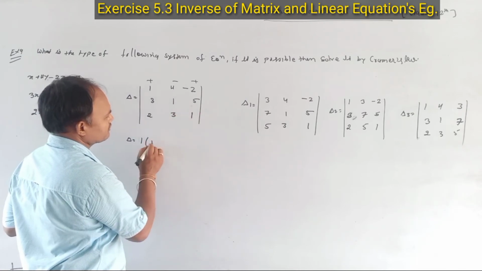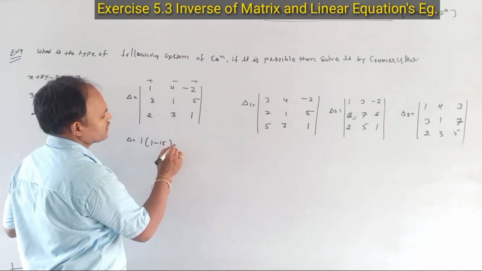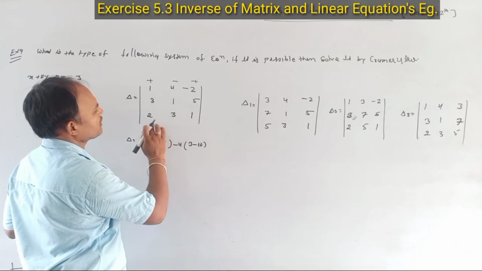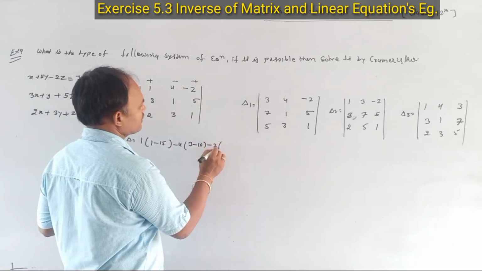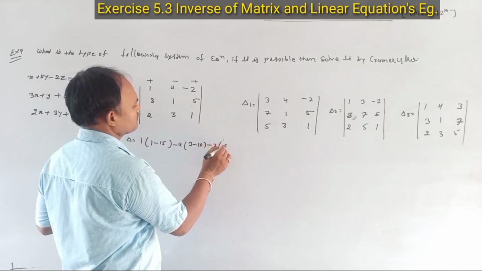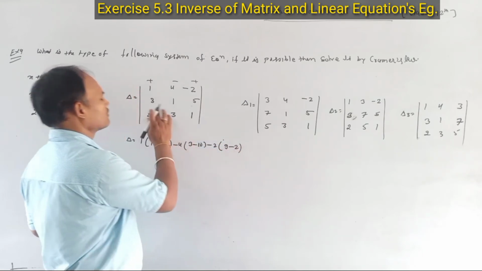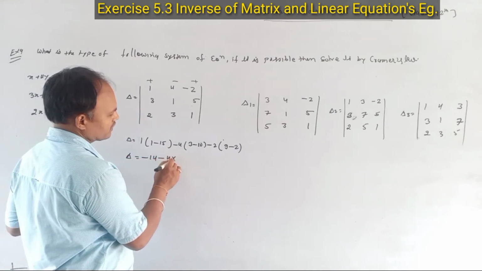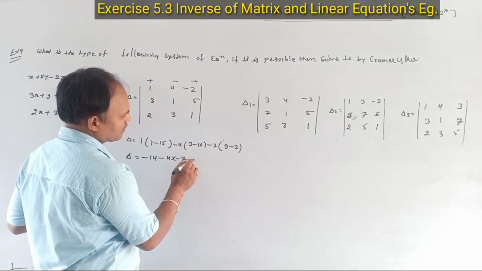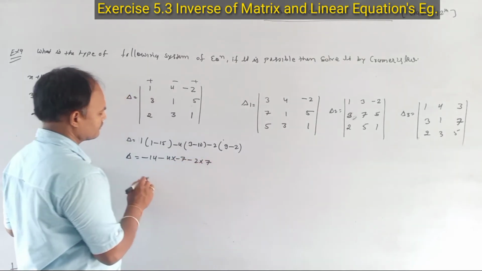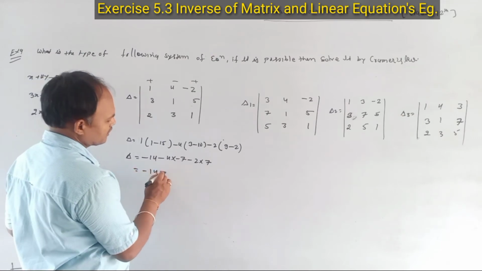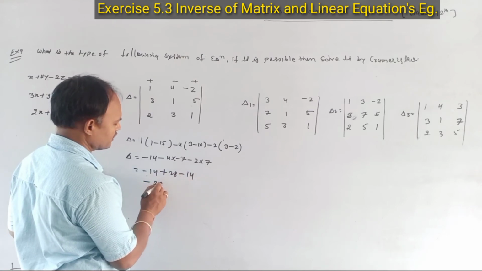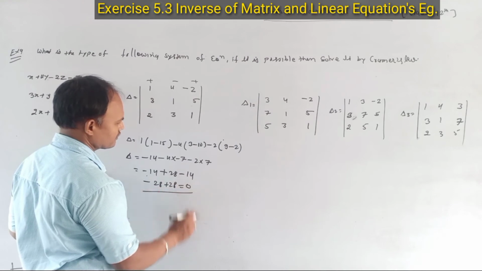It is 1 minus 15, which is -14. It is 3 minus 10, which is -7. It is 9 minus 2, which is 7. So delta equals -14, it is -4 times -7, -2 times 7. So it is -14 plus 28 minus 14, -14 minus 14, -28 plus 28. So students, this is 0.